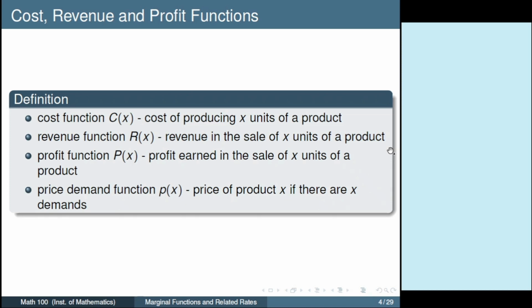And ang ating profit function will be the profit earned in the sale of x units of a product. So, ito naman yung ating kita. And ang ating price demand function will be the price of a product if there are x demand. Okay? So, wag tayong malilito with the profit and price demand function. The profit function is given by capital P of x, while the price demand function is given by small p of x.